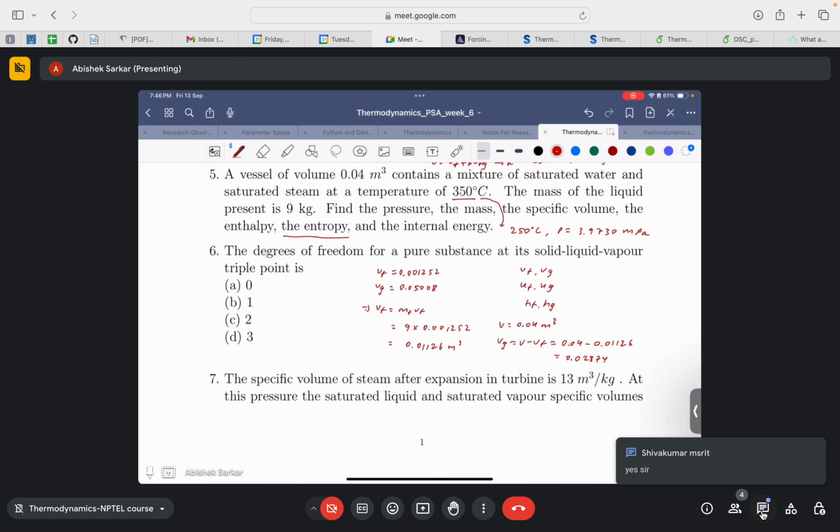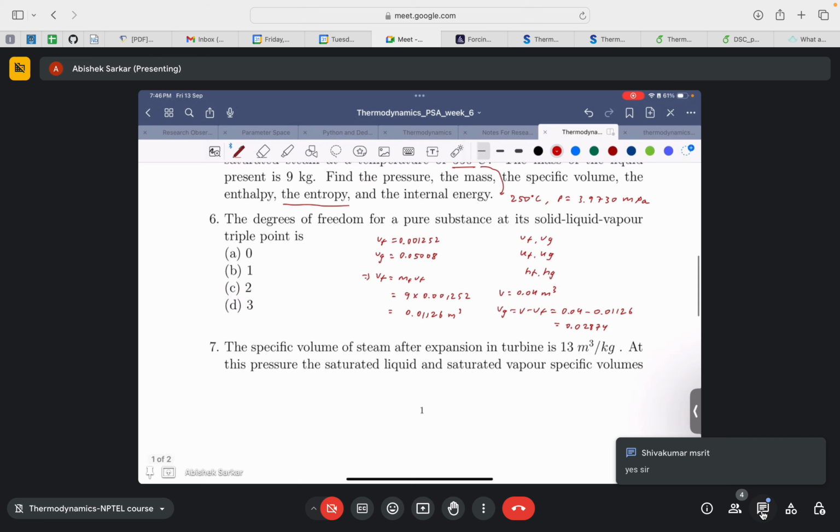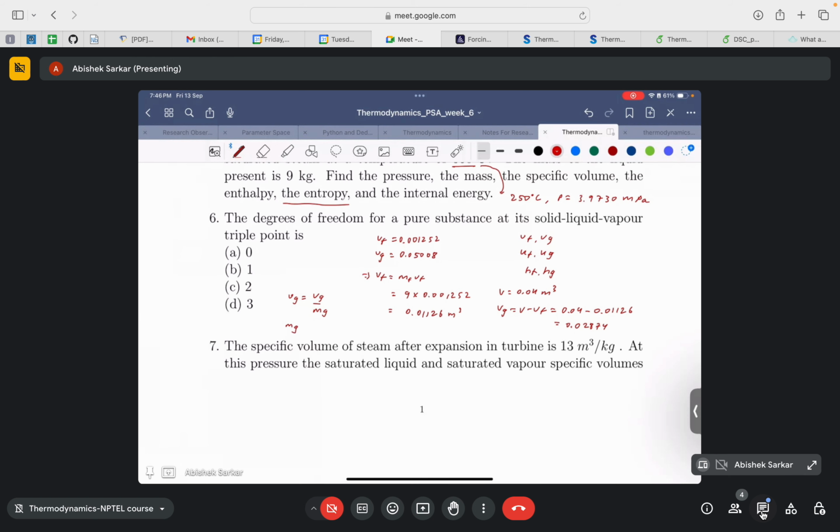So now from here you can find the specific volume of gas, sorry, the total mass of the gas. How? Because we know that small vg is capital Vg by mg, right? So mg would be capital Vg by small vg. Now are you getting why I am finding out small vg?